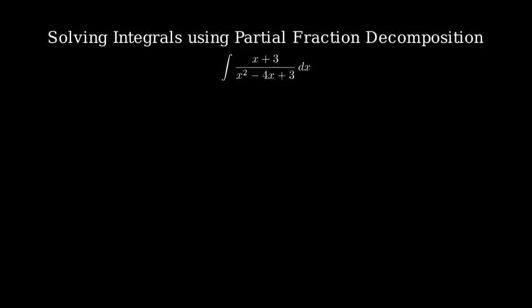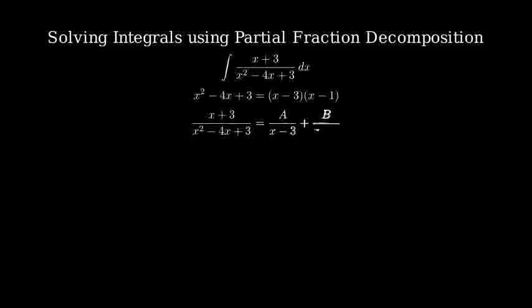First, we need to factor the quadratic expression in the denominator, x squared minus 4x plus 3. This factors into x minus 3 times x minus 1. Great, now that we have factored the denominator, we can set up our partial fraction decomposition. We'll express the original expression as the sum of two separate fractions by writing it as a over x minus 3 plus b over x minus 1.